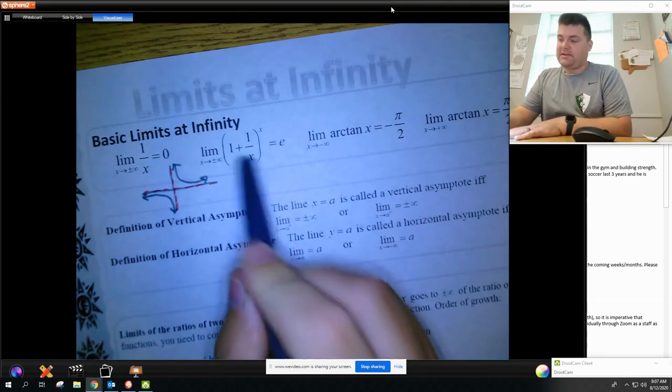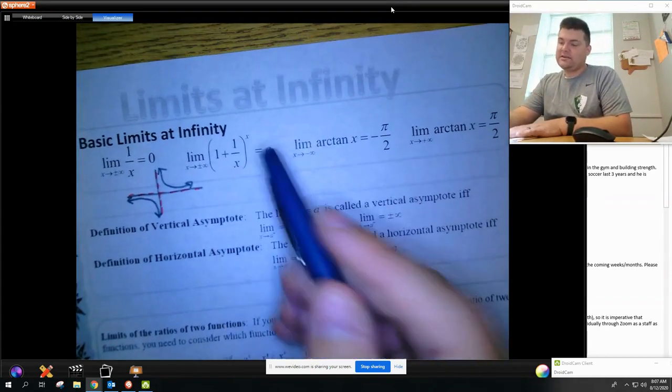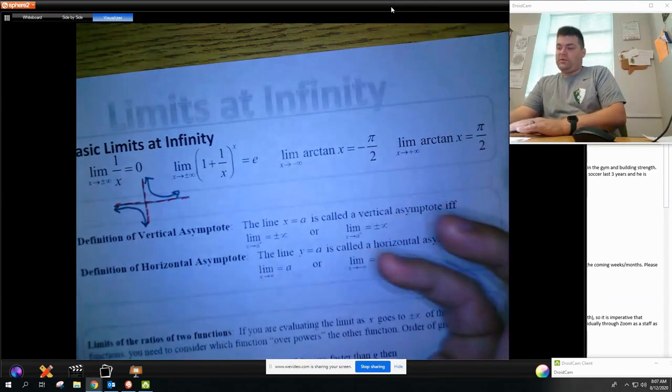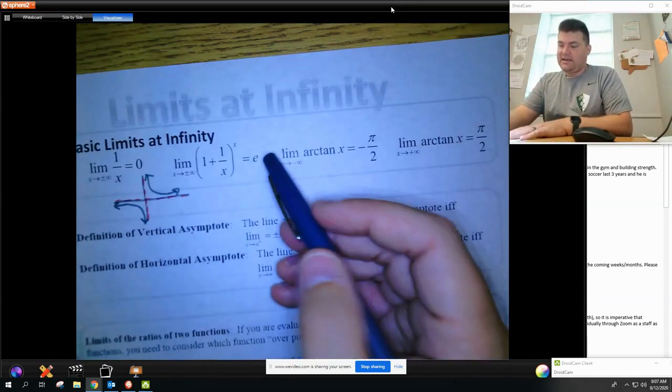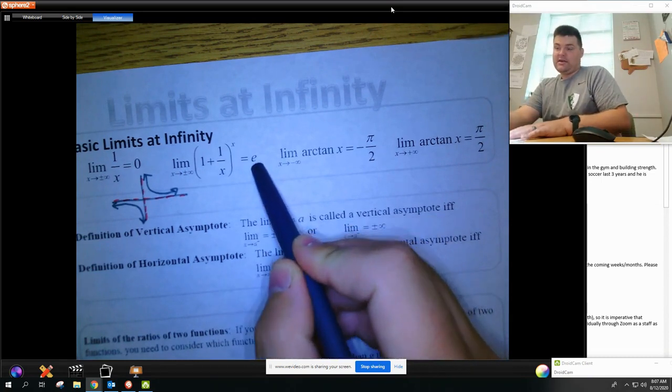Next one you're going to need to memorize here. This one's a little weirder and trickier. If you already took AB, you probably have not seen this. But if you have this function, 1 plus 1 over x, all to the x, the end behavior is actually equal to e. Now you can play around with it.